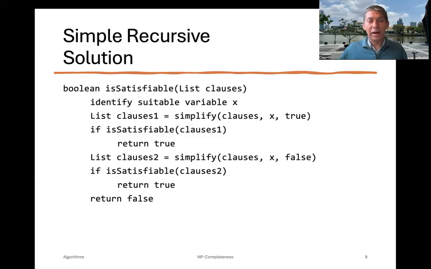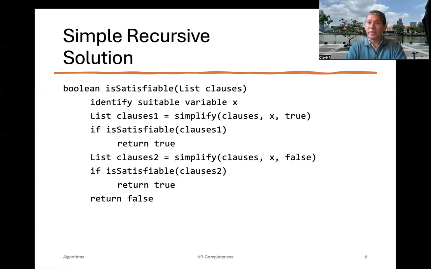The other arm is that maybe x is false. Then you simplify the clauses with x equal to false, and again check the recursive solution for that as well. If you find true, then you found true. And if you don't find true in either case, then you return false.